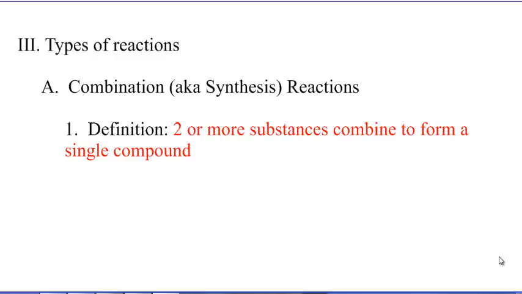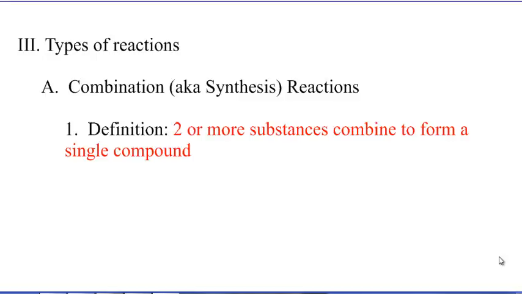This lesson is about the 5 types of chemical reactions. It corresponds to Roman numeral 3 in the Unit 9 Honors Notes packet. The first type that we're going to discuss is combination reaction. It's also known as synthesis, and it's exactly what it sounds like.